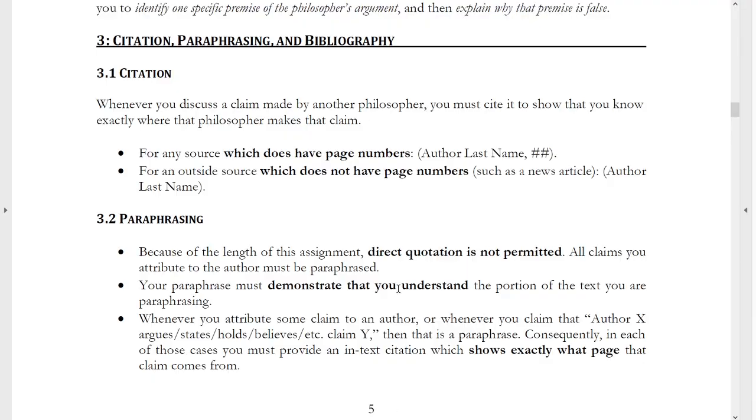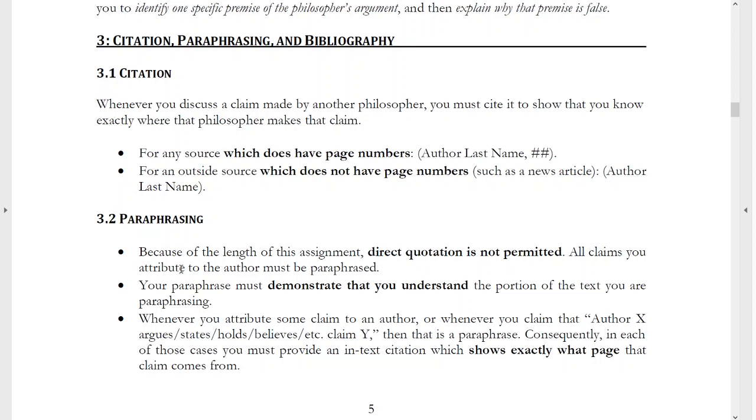And so you will have to do that. The important point here is you will have to do that every single time you say that an author claims something, believes something, states something. Because if you are attributing some claim to an author, if you're saying they argue this point, they believe this point is true, they say this thing, then there must be some page where it's said, and you need to cite that page. And notice, when you do this, you're paraphrasing.